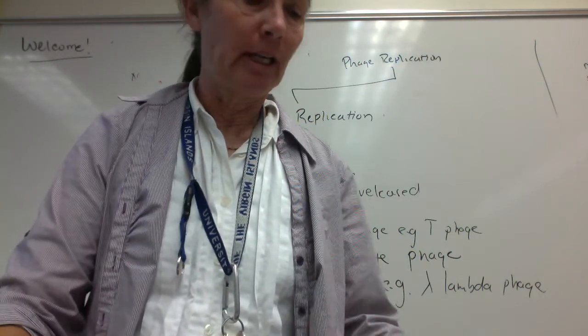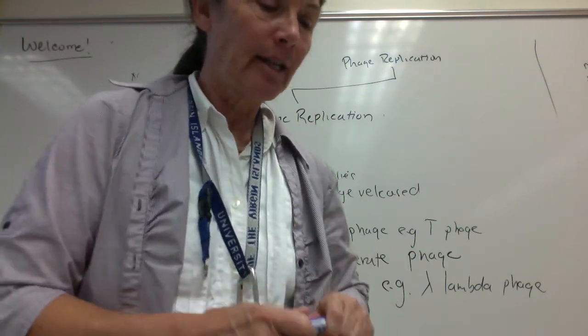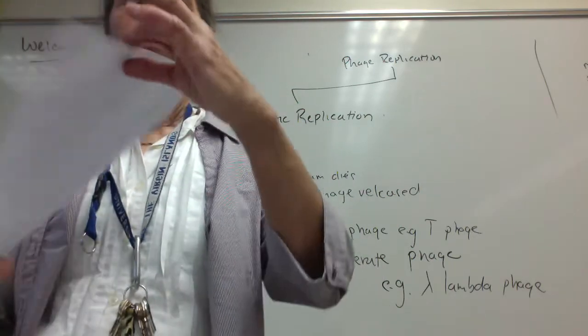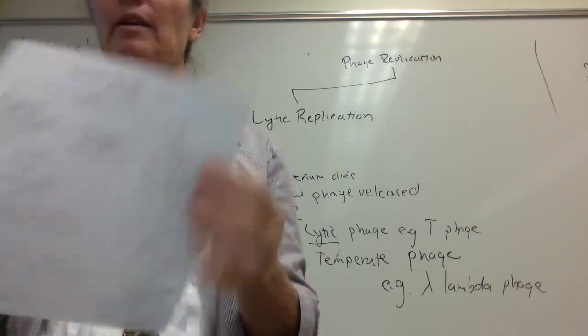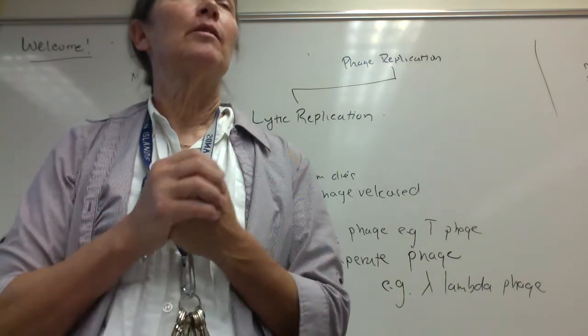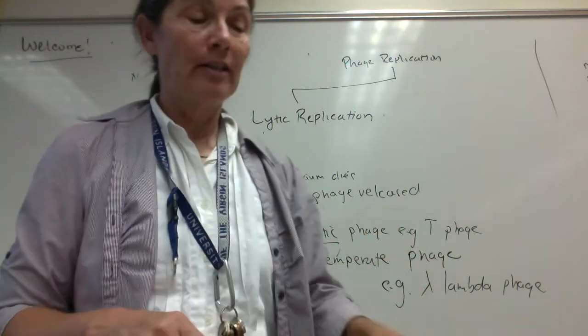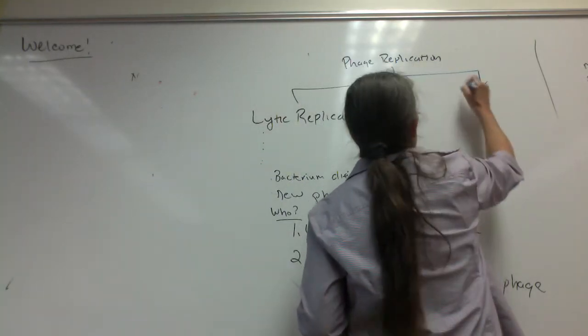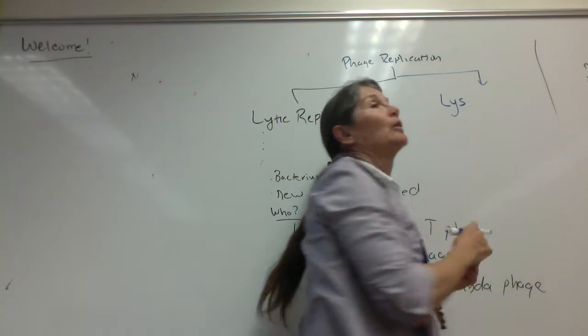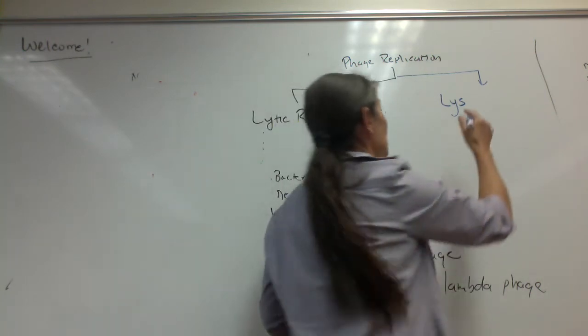Okay, folks, so now this is where things are going to get a little bit more complicated. We're going to look at the second replication cycle of bacteriophage, and that's called the lysogenic cycle. A significant difference, folks, between the lytic cycle and the lysogenic cycle is that in the lysogenic cycle, the bacterium will not be killed.